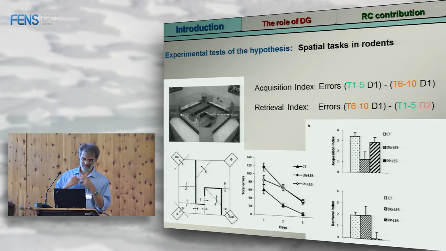So this study for me is amazing because there are so many questions about the lesion procedure and whether these two indices really are probing these two different dimensions of acquisition and retrieval. But it's so amazing that with all these questions that one can ask, the result shows this very clear double dissociation, where removing the dentate produces a deficit in the acquisition, in learning, and removing the perforant path produces a deficit in retrieval, or at least in what they call retrieval, which could be related to the consolidation, who knows. But a double dissociation between these two types of lesion.